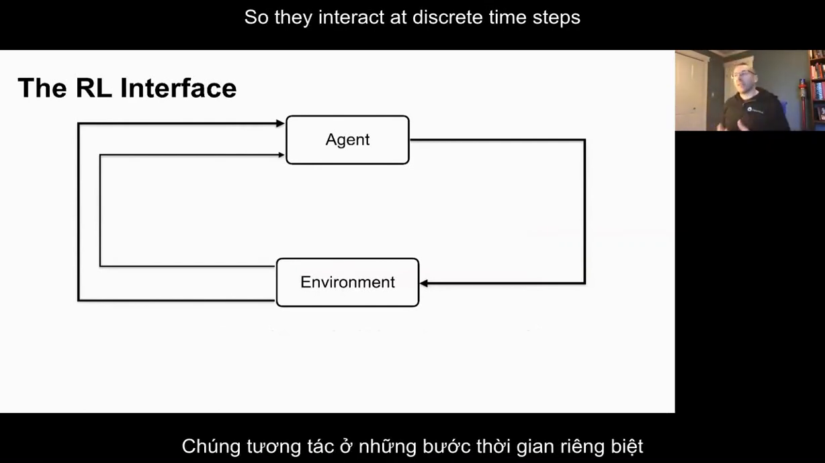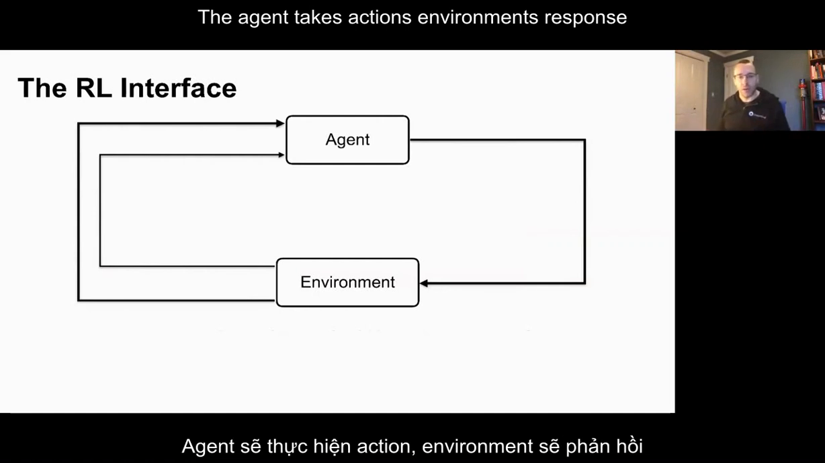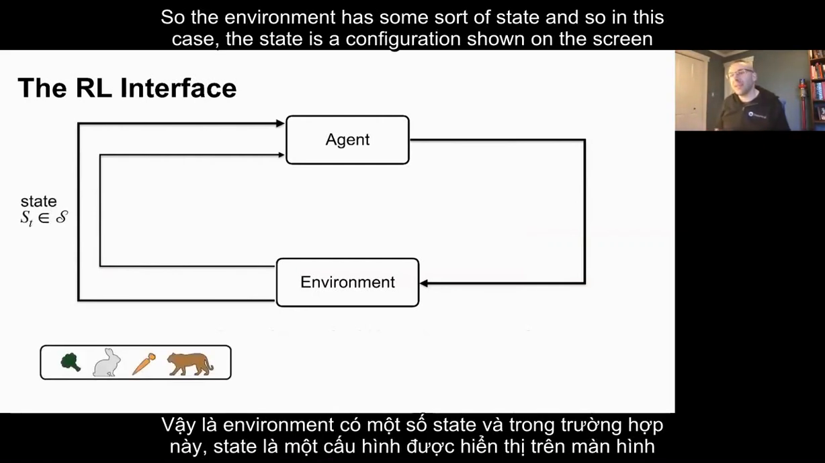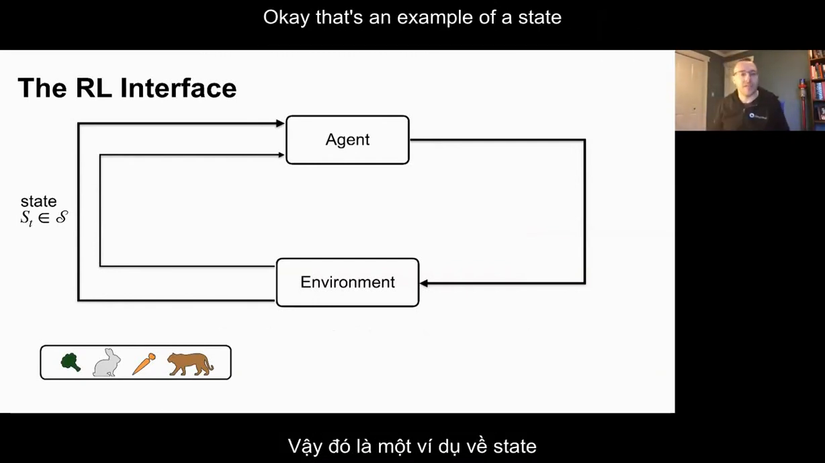They interact at discrete time steps. They take turns. The agent takes an action and then the environment responds. The agent takes an action, the environment responds. So the environment has some sort of state. In this case, the state is the configuration shown on the screen. There's broccoli with a rabbit beside it, with a carrot beside that, and a tiger beside that. That's an example of a state.